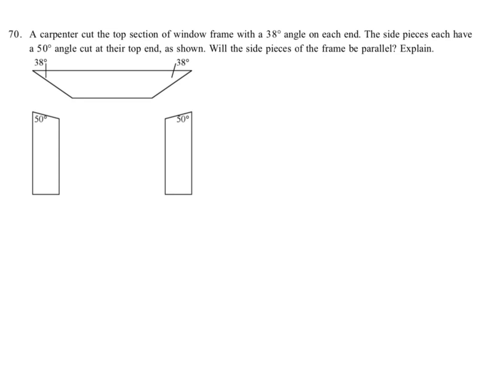Okay, a carpenter cut the top section of a window frame with a 38-degree angle on each end, and the side pieces have a 50-degree angle cut at their top end, as shown. Will the pieces of the frame be parallel?